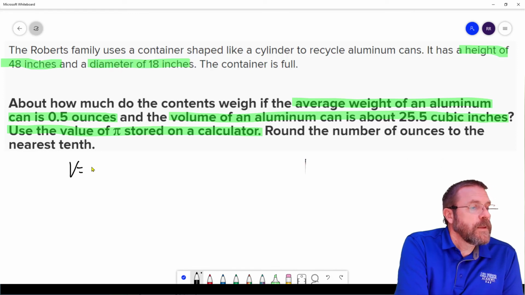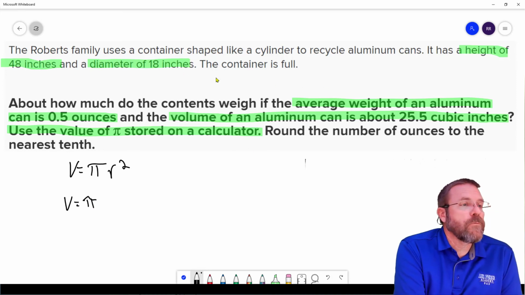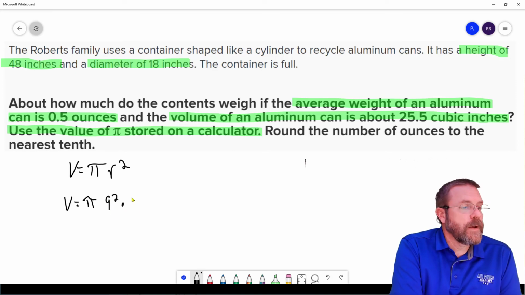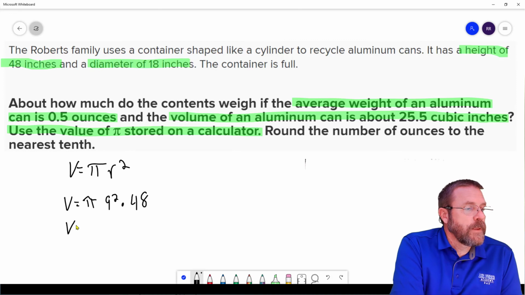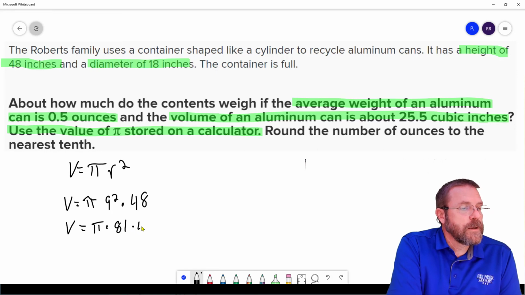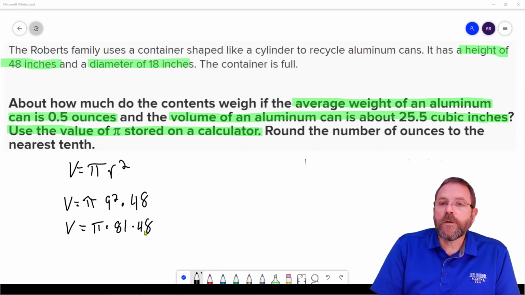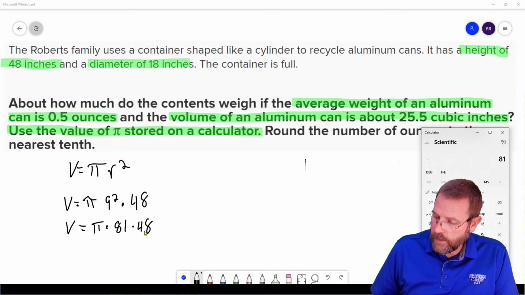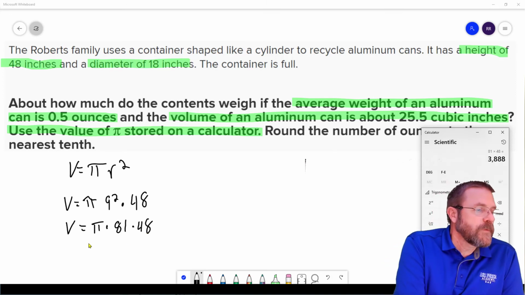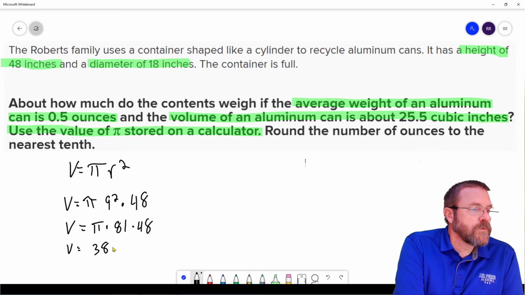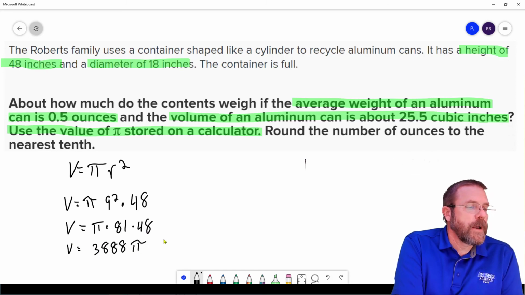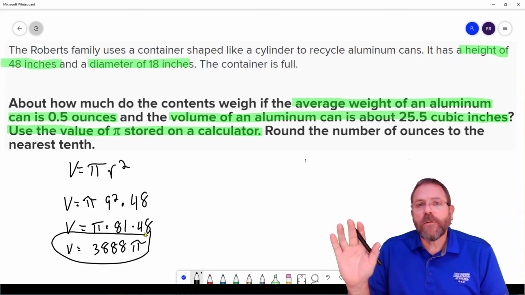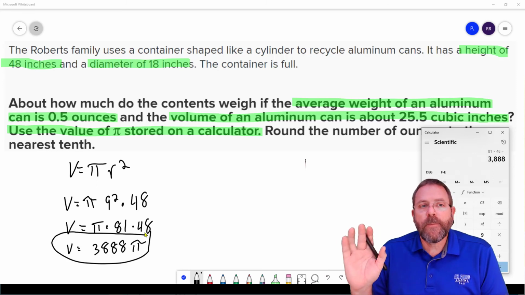Volume of the big can is equal to pi times radius squared. Volume is equal to my pi. My radius is half of the diameter, 18, so that means I have 9 squared times, and the height of that can is going to be 48. That gives me volume is equal to pi times 9 times 9, which is 81, times 48. And now I'm going to jump over here. I'm going to do 81 times 48. And when I do, that's going to give me volume is equal to 3,888. And I'm going to put the pi on the end. And that is all I'm doing for that right now, because I'm going to save multiplying by pi until the very end.